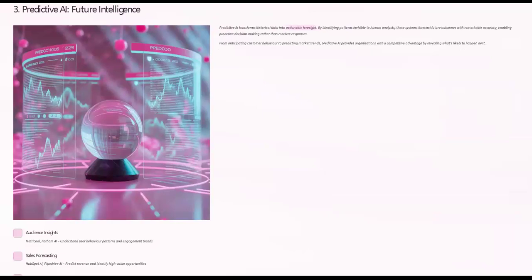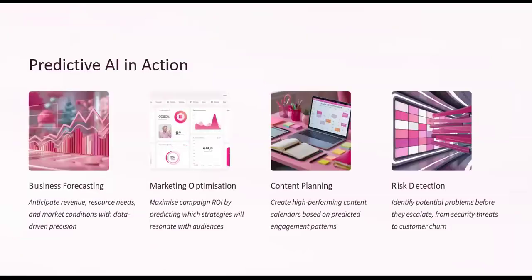Like sales forecasting for one specific company, or audience insights, or expectation for revenue for the next 3 months or like that. So that is predictive. You can see business forecasting, marketing optimization, content planning, risk detection. These are all the things we can do.